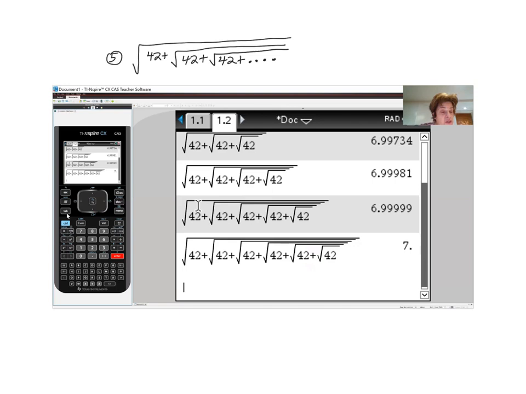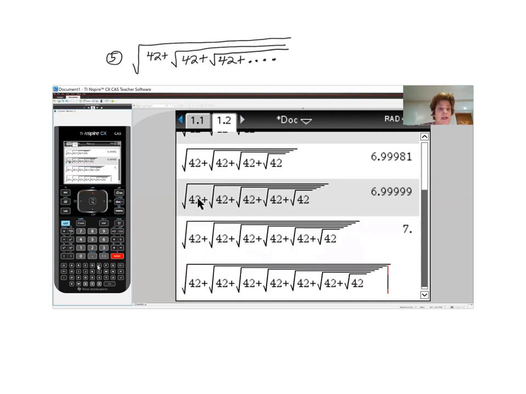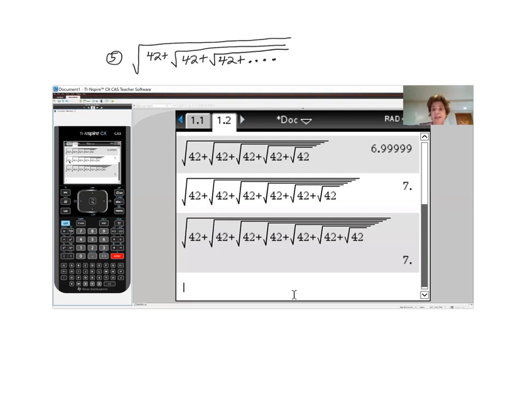And let's just do that to convince you. I'll do it one more time. Control square root 42 plus. Go up and highlight, press enter. And now I would suspect that we get 7 again. Yes. So the answer to this infinite sum is 7. Now we're going to prove it algebraically.